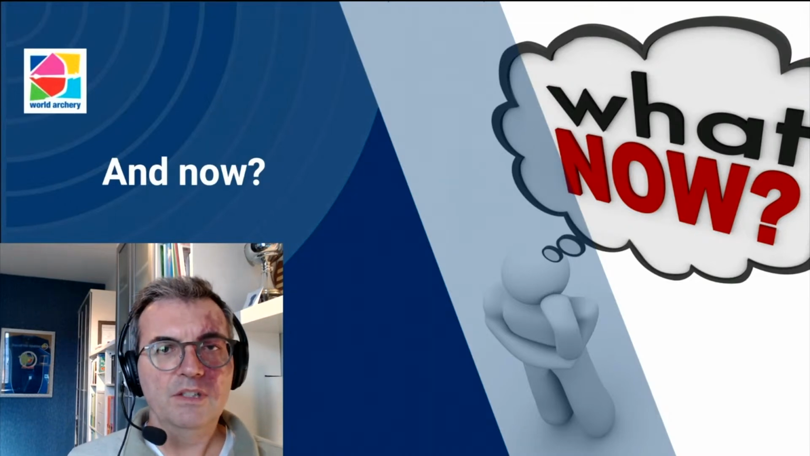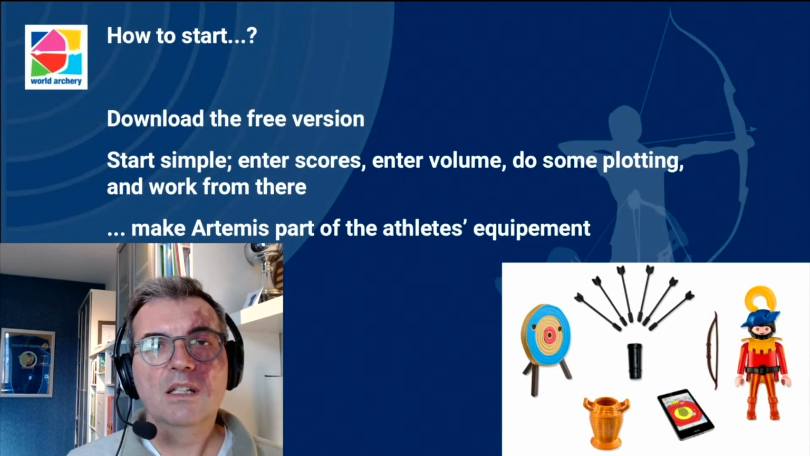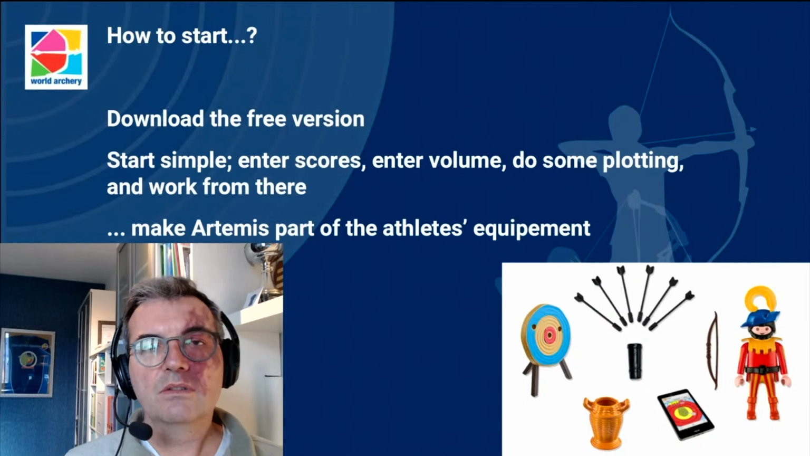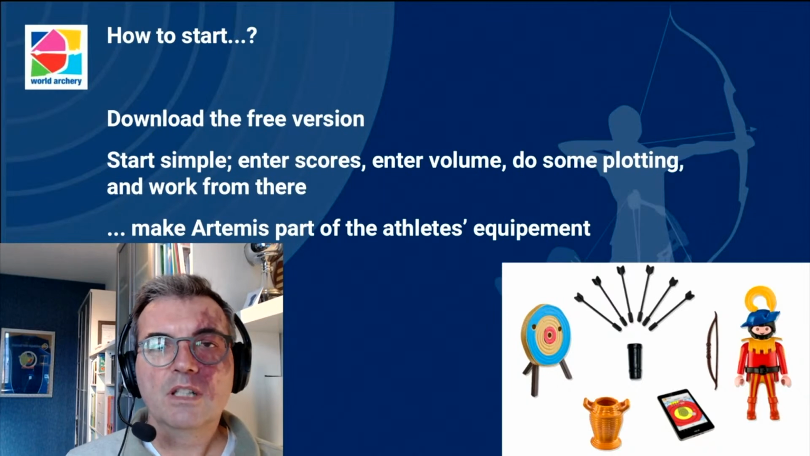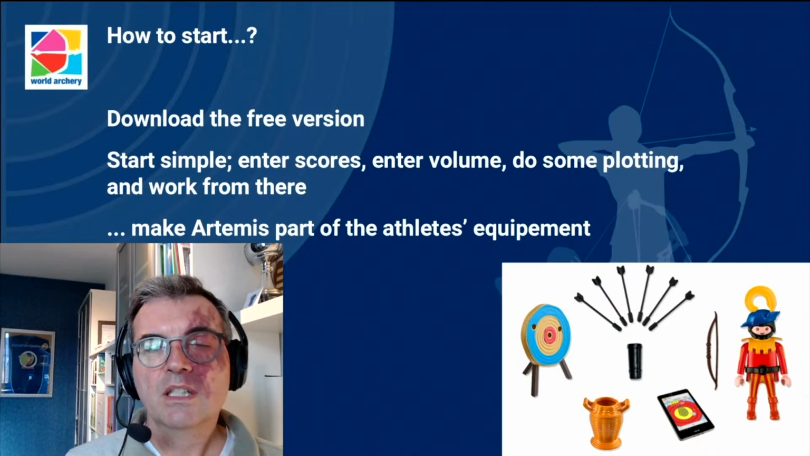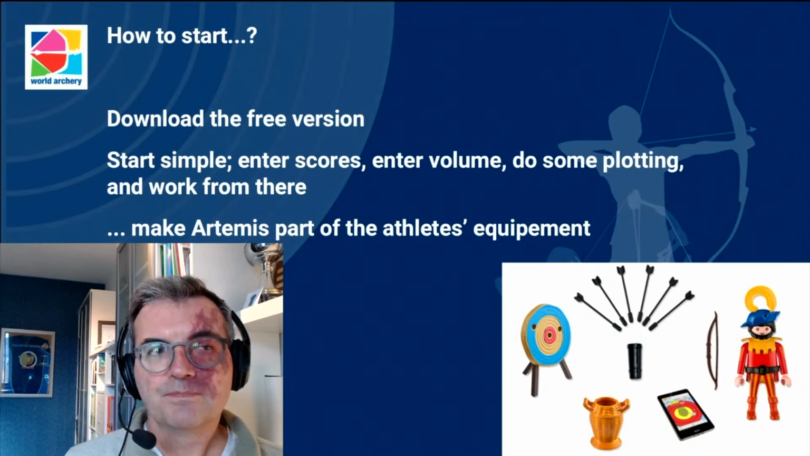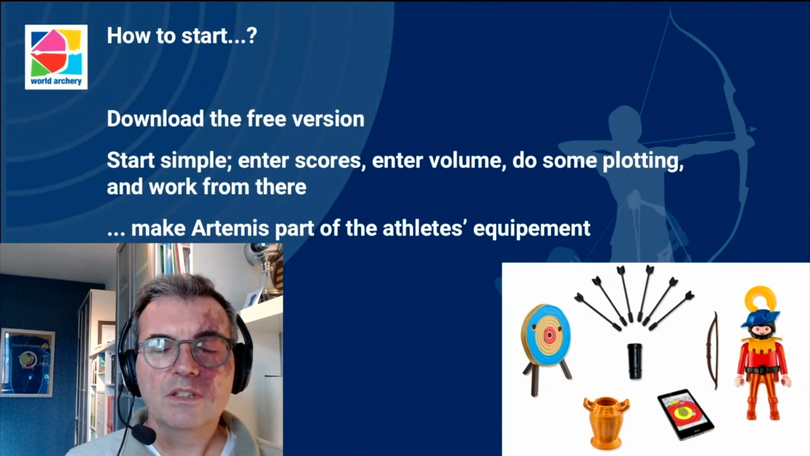And to do that, I think you should just start very simple by downloading the free version. Ask some of your athletes to enter information for every practice session that they start. So information like arrow volume, scoring, or plotting. And know that athletes are fast learners and they're really handy with their mobile devices, so they will find ways to operate Artemis on their own.